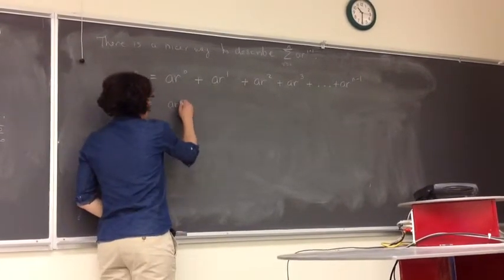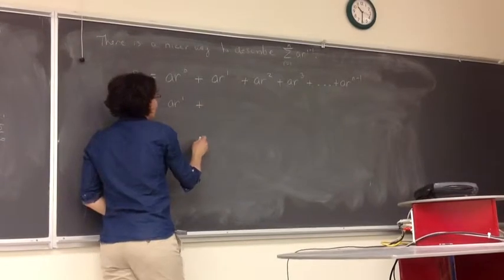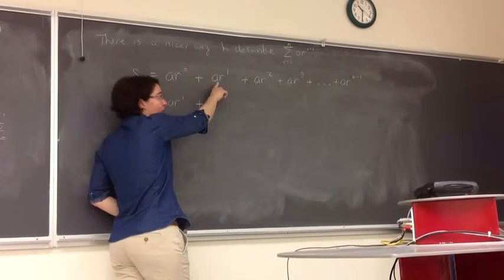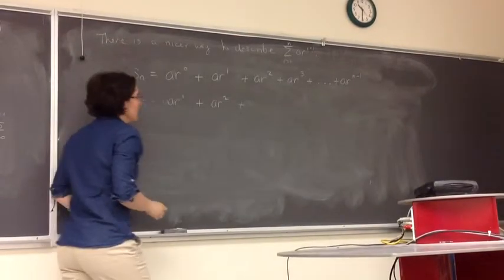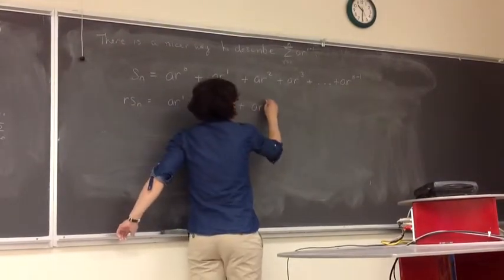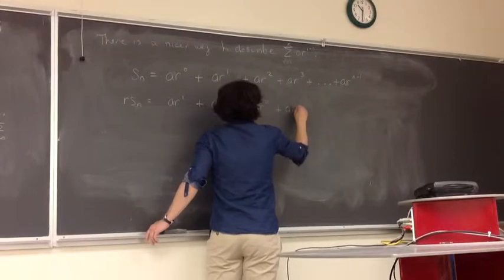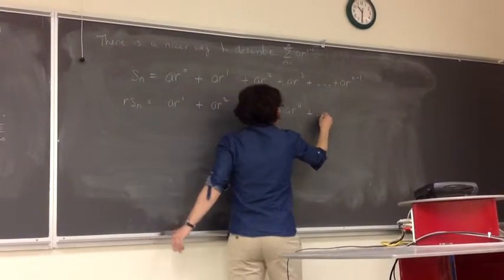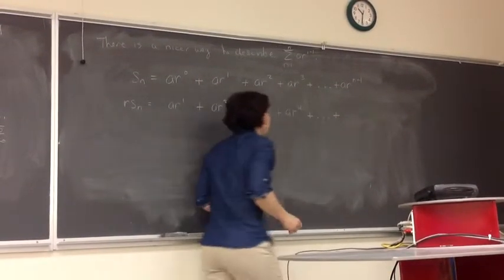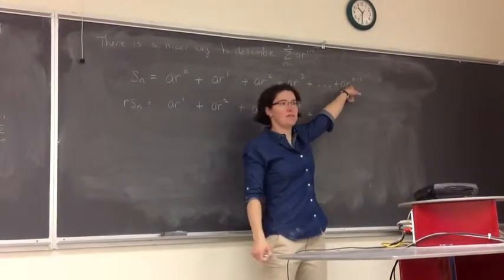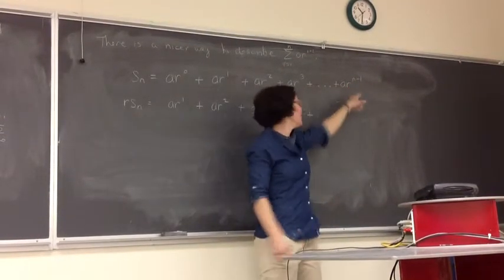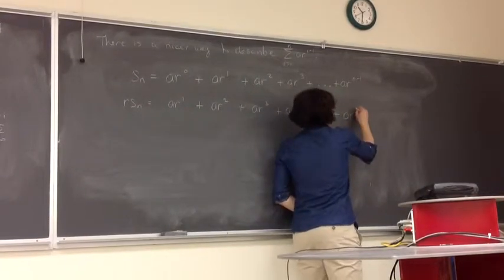So I now have a r to the first. And this one, when I multiply by r, I have a r squared. And then I have a r to the third. And a r to the fourth. And my very last term, instead of being raised to the n minus 1, I'm multiplying that thing by r, and so I now have a r to the n.